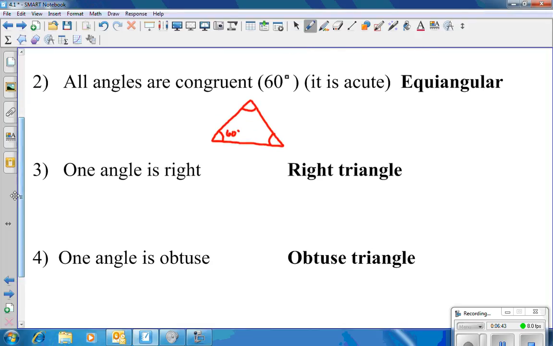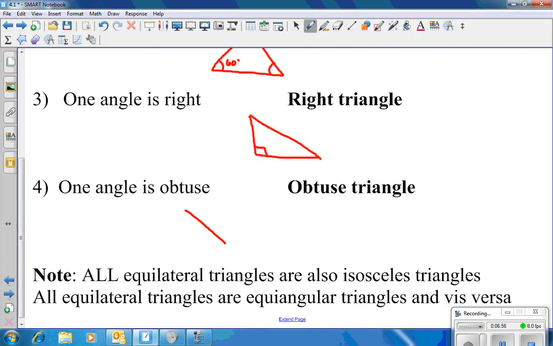If it has a right angle in it, okay, when you're naming it by its angle, you can call it a right triangle. And if you have a triangle where it has one angle that's greater than 90, then you can call it an obtuse. And just a reminder, all equilateral triangles are isosceles triangles, and all equilateral triangles are equiangular triangles, and vice versa. So be specific when you name it, because sometimes they can fall into two categories, but if it's more specific to one, that's the one you want to choose.